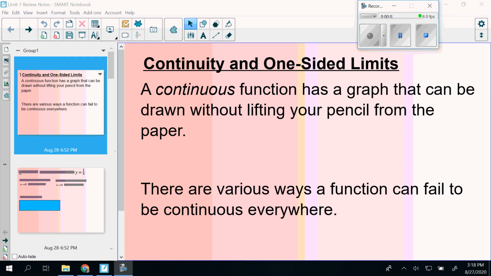Okay, we're going to look at continuity and limits. A continuous function has a graph that can be drawn without lifting your pencil from the paper. There's various ways that a function can fail to be continuous like this everywhere.